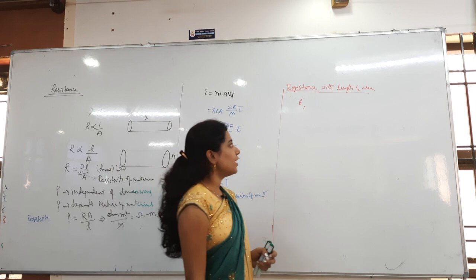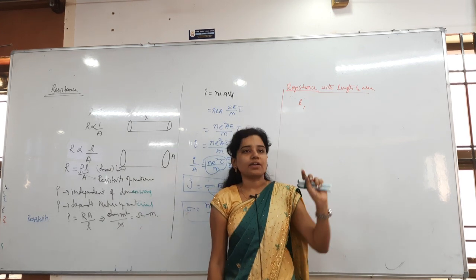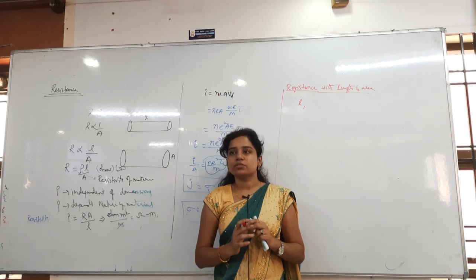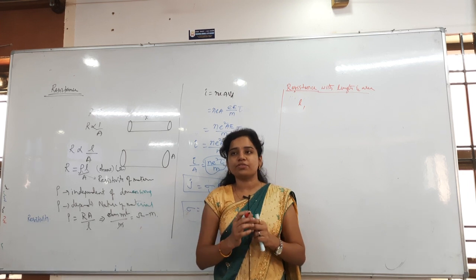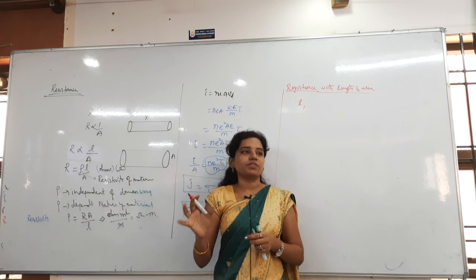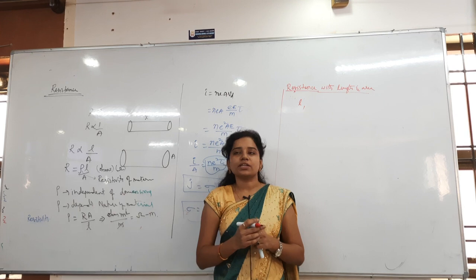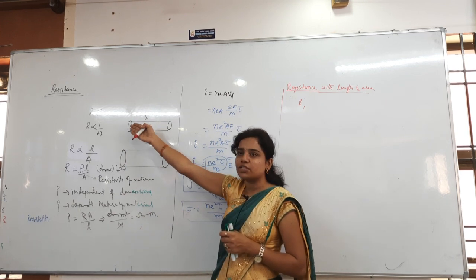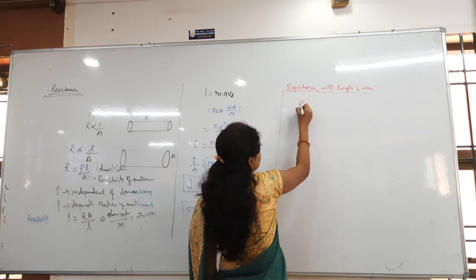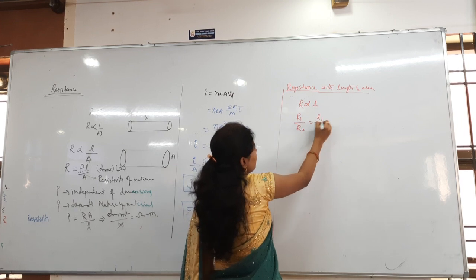See that? Now I have taken a wire of length L1 whose resistance is R1, and another wire of length L2 whose resistance you have to find out. I have taken two resistances R1 and R2 with lengths L1 and L2, in different wires. How is the resistance proportional to L? Directly proportional. So R is directly proportional to L, and R1 by R2 is equal to L1 by L2.